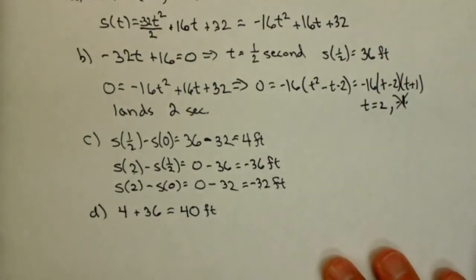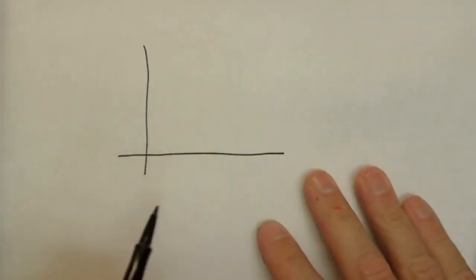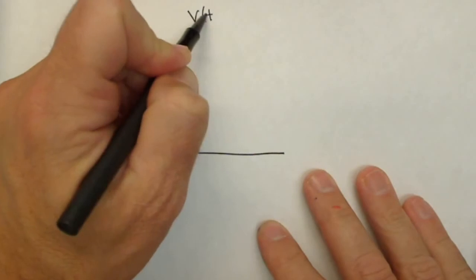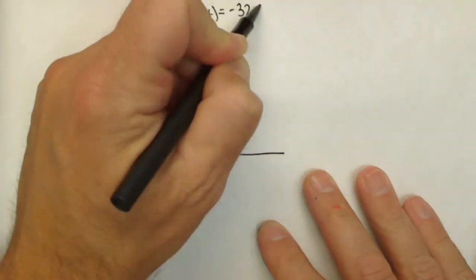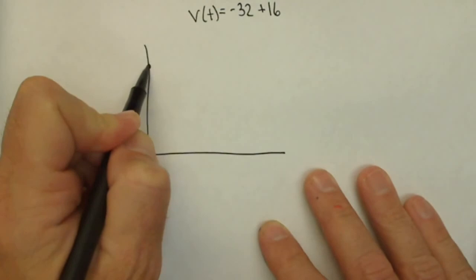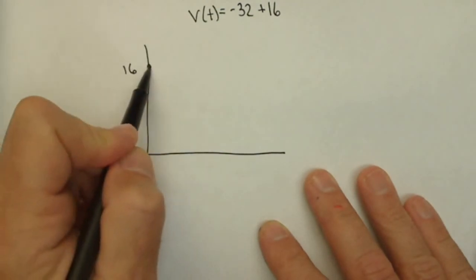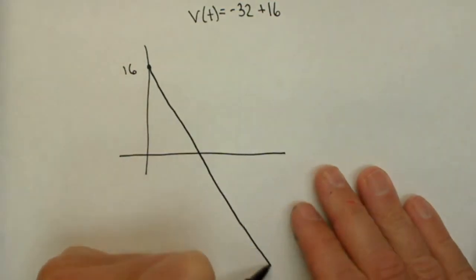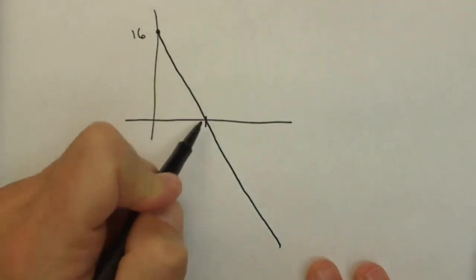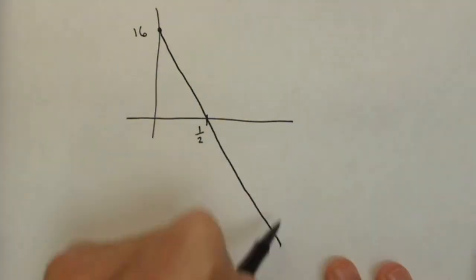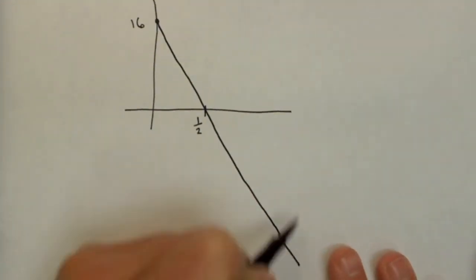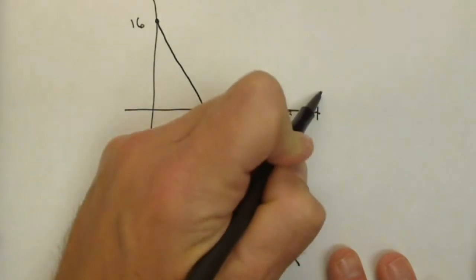So this brings us over to part E to look at the graph between 0 and 2 and see what's going on. So if we graph our function v of t equals negative 32t plus 16, we've got a vertical intercept here at 16, and we're going to have a horizontal intercept here. Remember, we found the velocity was 0 at 1/2, and we're going out to 2 seconds. So we'll say 2 seconds is about right here.